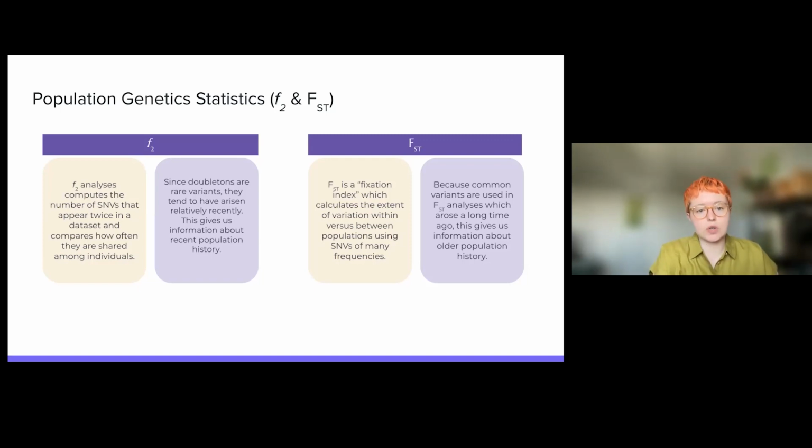FST is a metric which uses SNVs across different frequencies to calculate the extent of variation within versus between populations. And common variants are used in FST analyses. Those arose a long time ago and thus give us information on older population history.